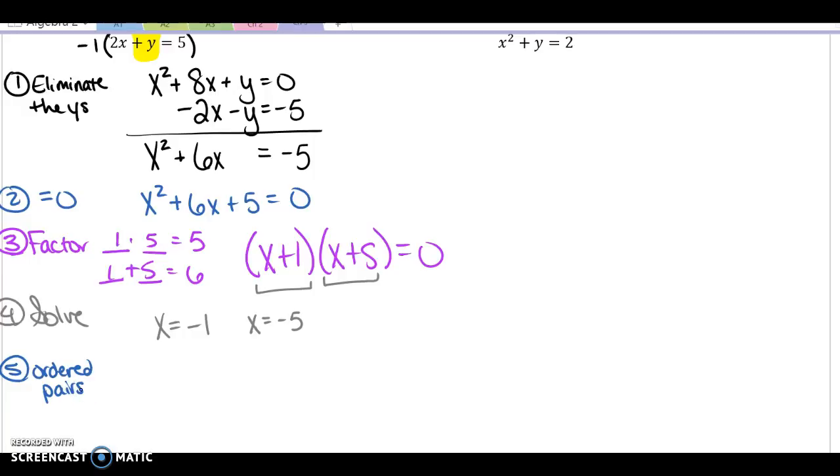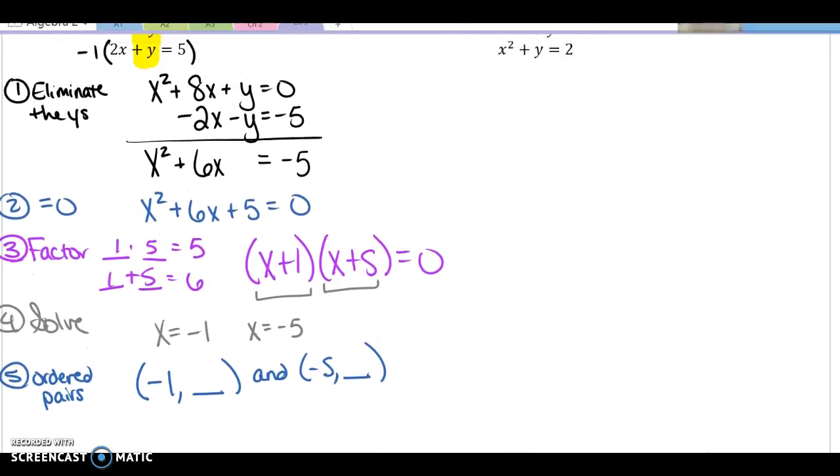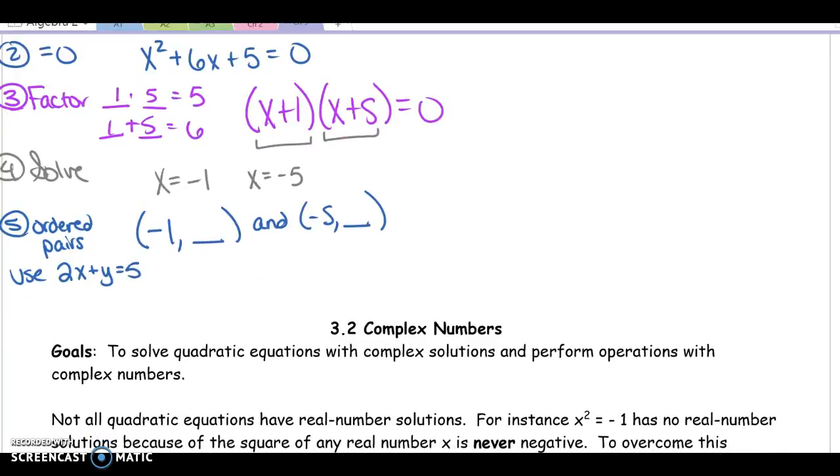Step number 5 is a little bit trickier when we use the elimination method. The points where these things meet are negative 1, something, and negative 5, something. The problem is the equations that we're going to have to use to find it are a little bit more complex. So we are going to use 2x plus y equals 5. And we have to plug these numbers into that.